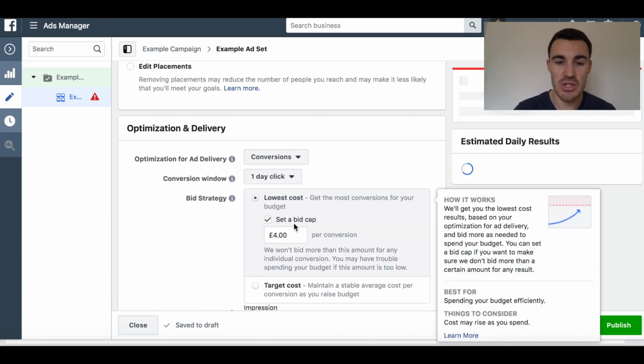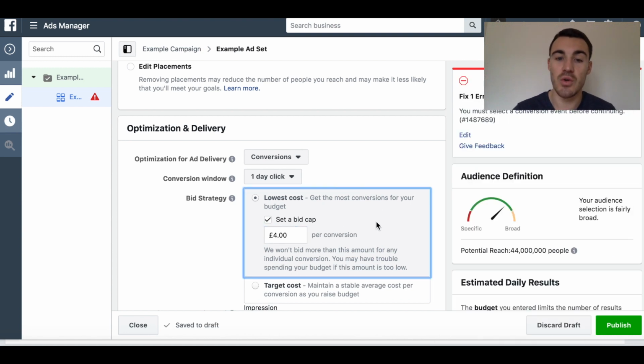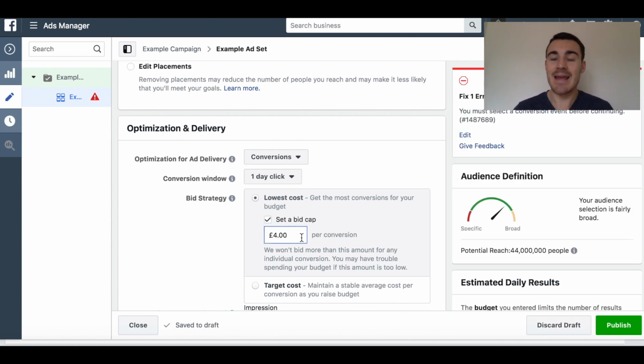So obviously to do that, you just tick here and then set whatever you want your bid cap to be. Again, if you set this too low, your ads simply won't run. So make sure it's something that's realistic.